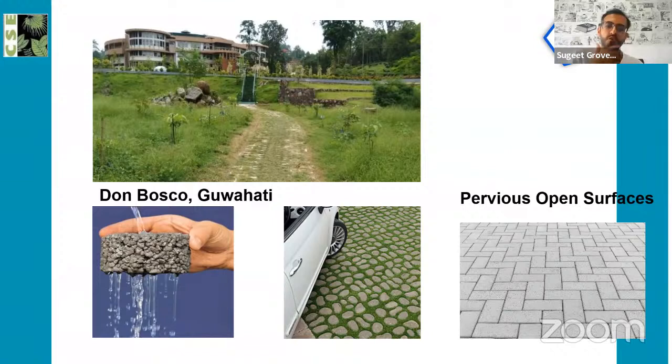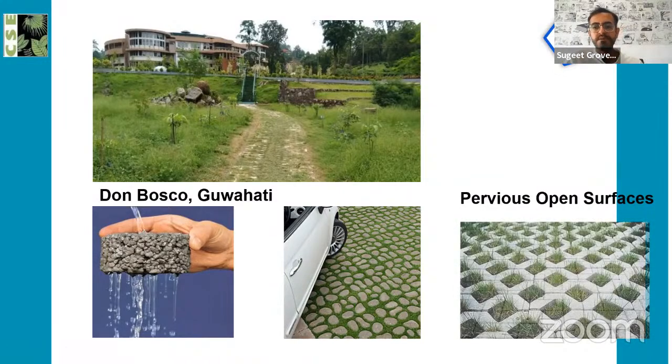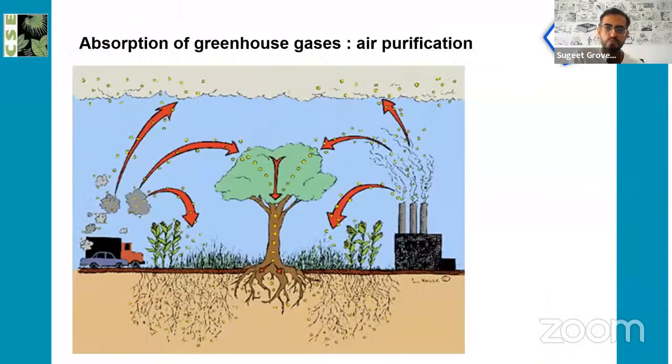So this is an example of Don Bosco in Guwahati, where some of the pathways have been converted into permeable pavement. So what one should be doing is that as many pervious open spaces should be made rather than impervious open spaces. One of the reasons is that less material on the ground means less heat gets absorbed by them and less heat gets trapped. The other reason is that the more water gets absorbed by the soil and the more water is allowed to evaporate, it actually will cool down the ambient air itself as well.